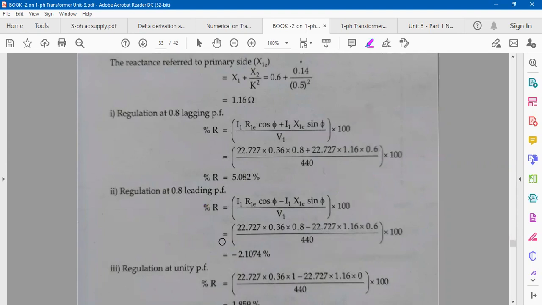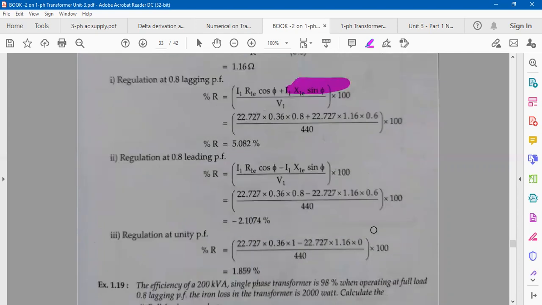And for unity power factor, in this formula the sin phi parameter will become 0, isn't it? So sin phi, see here 0 is there, so this one parameter will not be there, and the rest of the values will be as it is. R1 I1 R1E, cos phi will be 1. So positive voltage regulation. Any difficulty with this sum? No, ma'am. Okay.